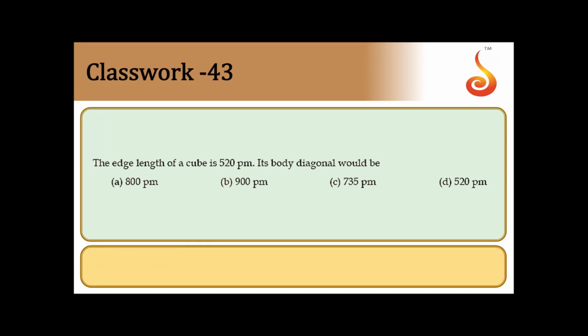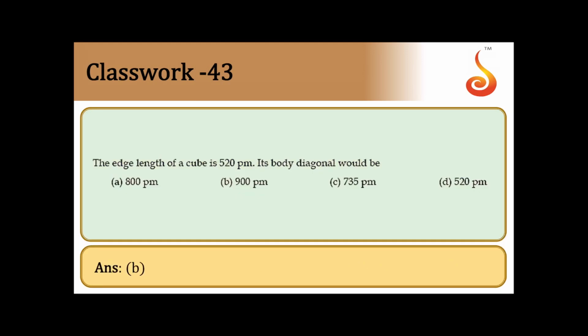Then 43. The edge length of a cube is 520 pm. The body diagonal is. So body diagonal will be A root 3, which is equal to 520 into root 3, 1.732. Simplifying this, we get the answer 900. So answer is 900 pm. So B is the answer. 43, B is the answer.